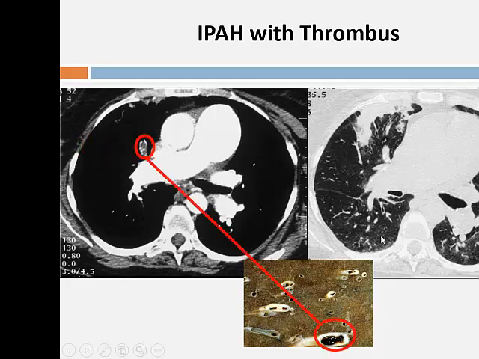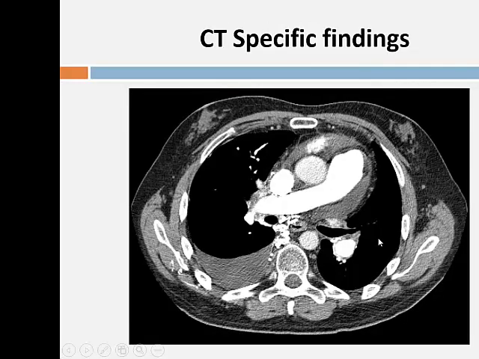So this is just showing the thrombus in situ. Okay, so the other things you can look for are the collaterals, as we've said. Obviously, in this case, they've got pericardial and a pleural effusion.